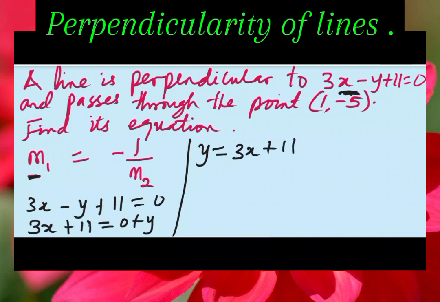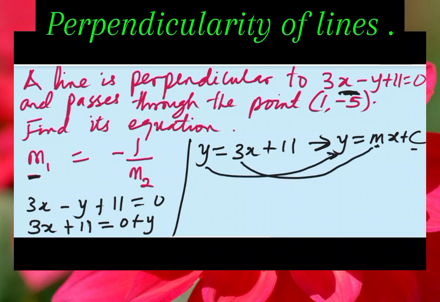Comparing this now to the general form of equation of a straight line, which is y equals mx plus c, where m is the gradient and c is the intercept, you can see y equals y, 3 equals m, x equals x, 11 equals c. So our m here is the gradient, which is 3. So m1 is equal to 3. Very good.